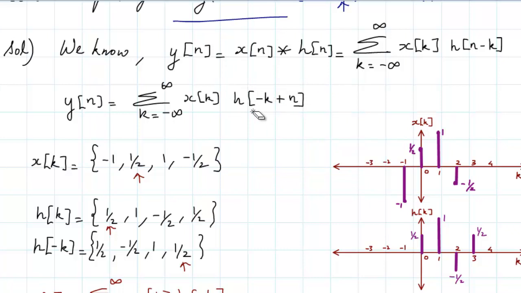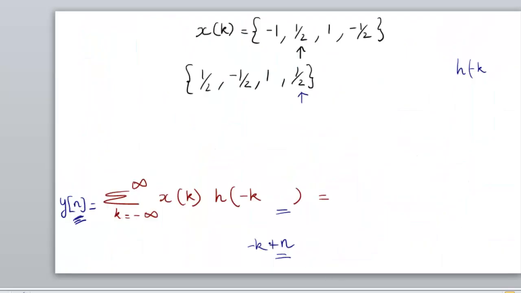But since the time axis is reversed, I already have taught you that since the time axis is reversed, now if we are doing a plus n, it means that I am going to move in the right direction. So for positive values of n, you will have to move h of minus k towards the right direction. For negative values of n, that means if it is minus n, then you have to move to the left direction. With this I will start the convolution operation.